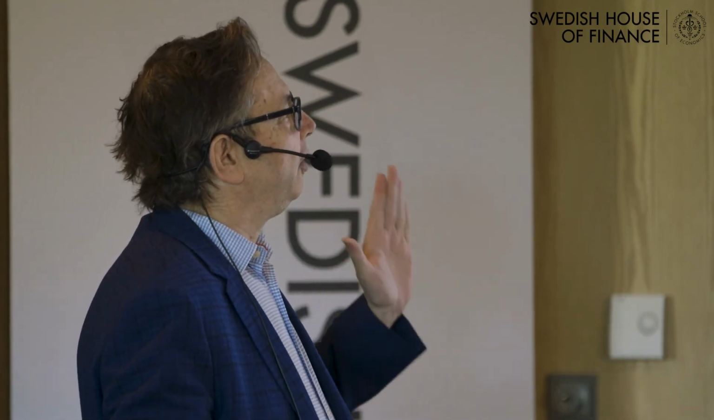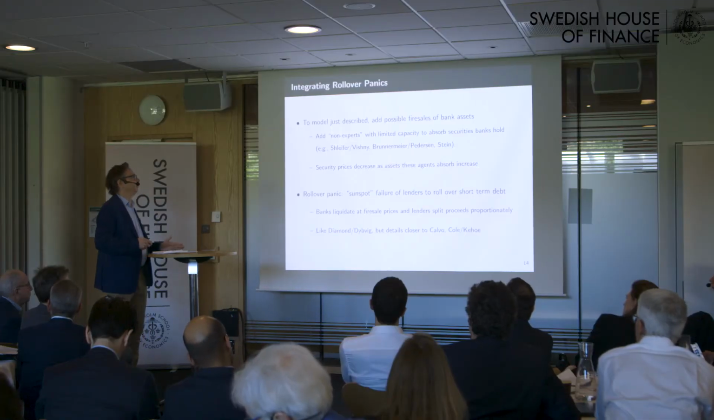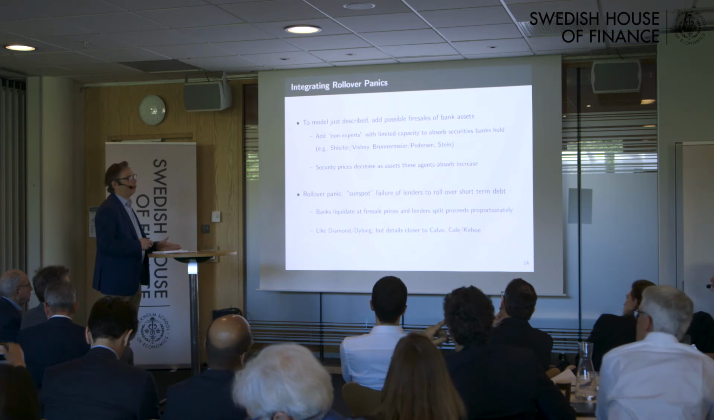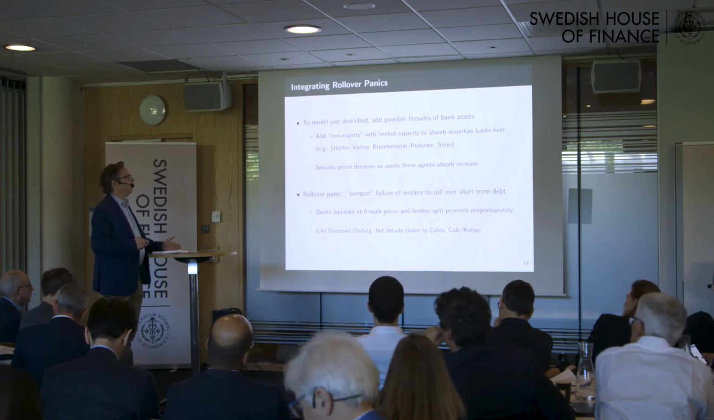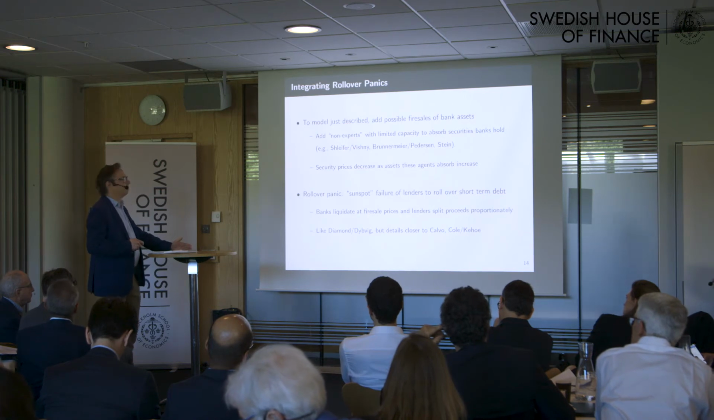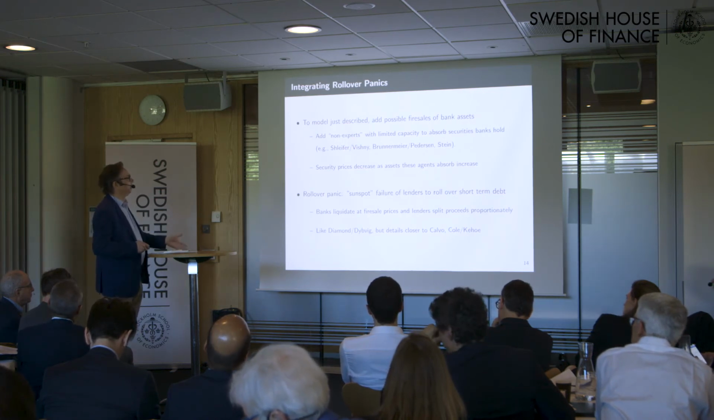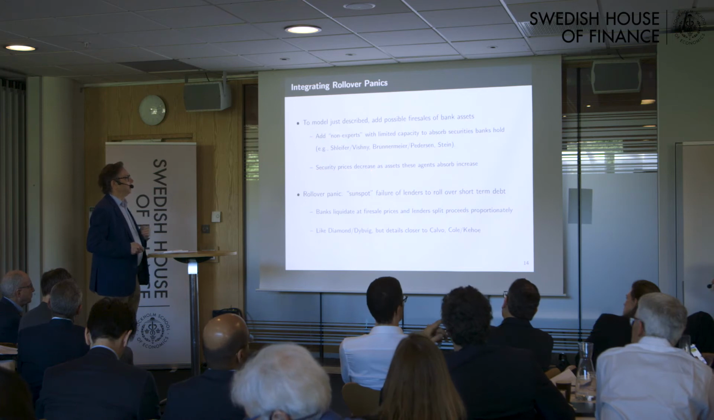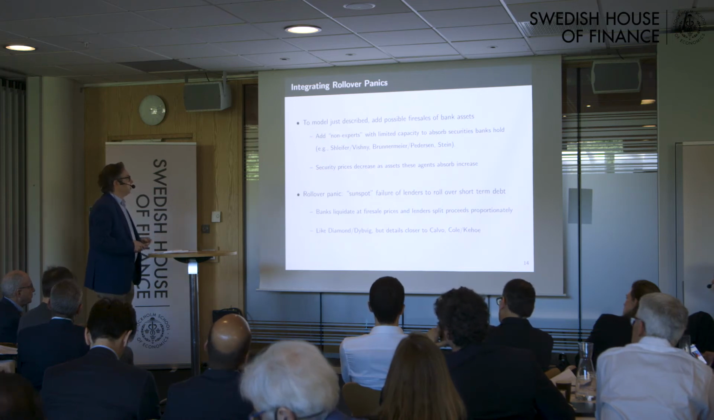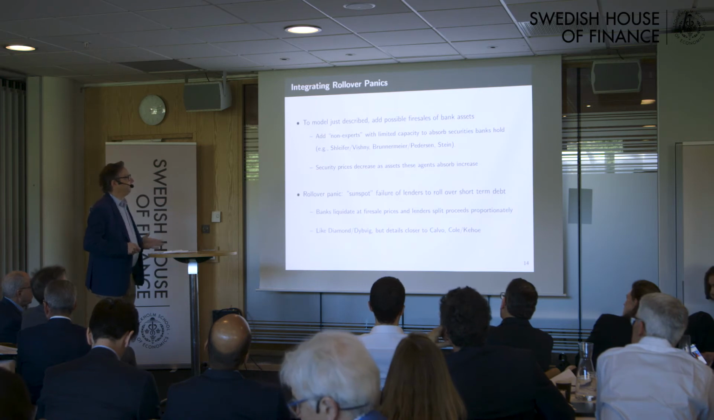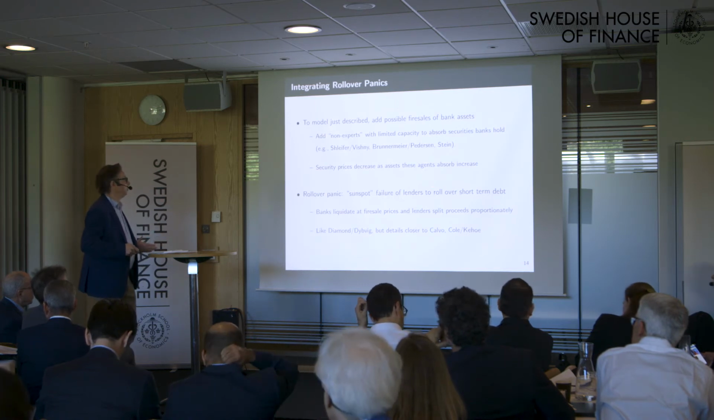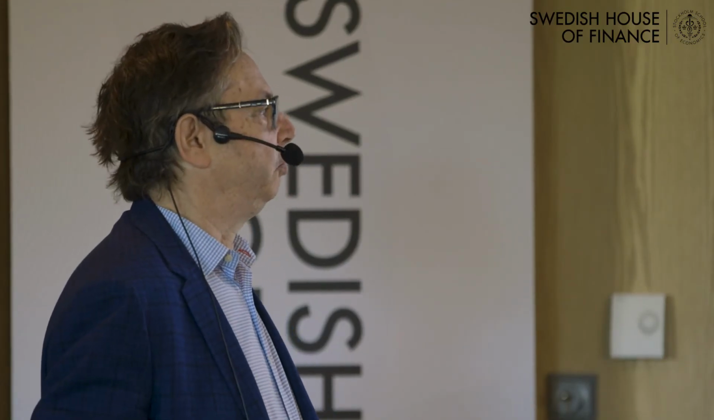And so this involves adding non-experts with limited capacity to absorb the securities that banks hold. So these could be households, they could be other financial institutions like pension funds, and so on. And they're limited either by their expertise or by their capital to absorb assets in a fire sale. So what happens is security prices are going to decrease as assets these agents absorb increase. So it's a rollover panic here. It's a sunspot failure of lenders to roll over short-term debt. Banks are going to liquidate assets at fire sale prices, and lenders will split them proportionately.